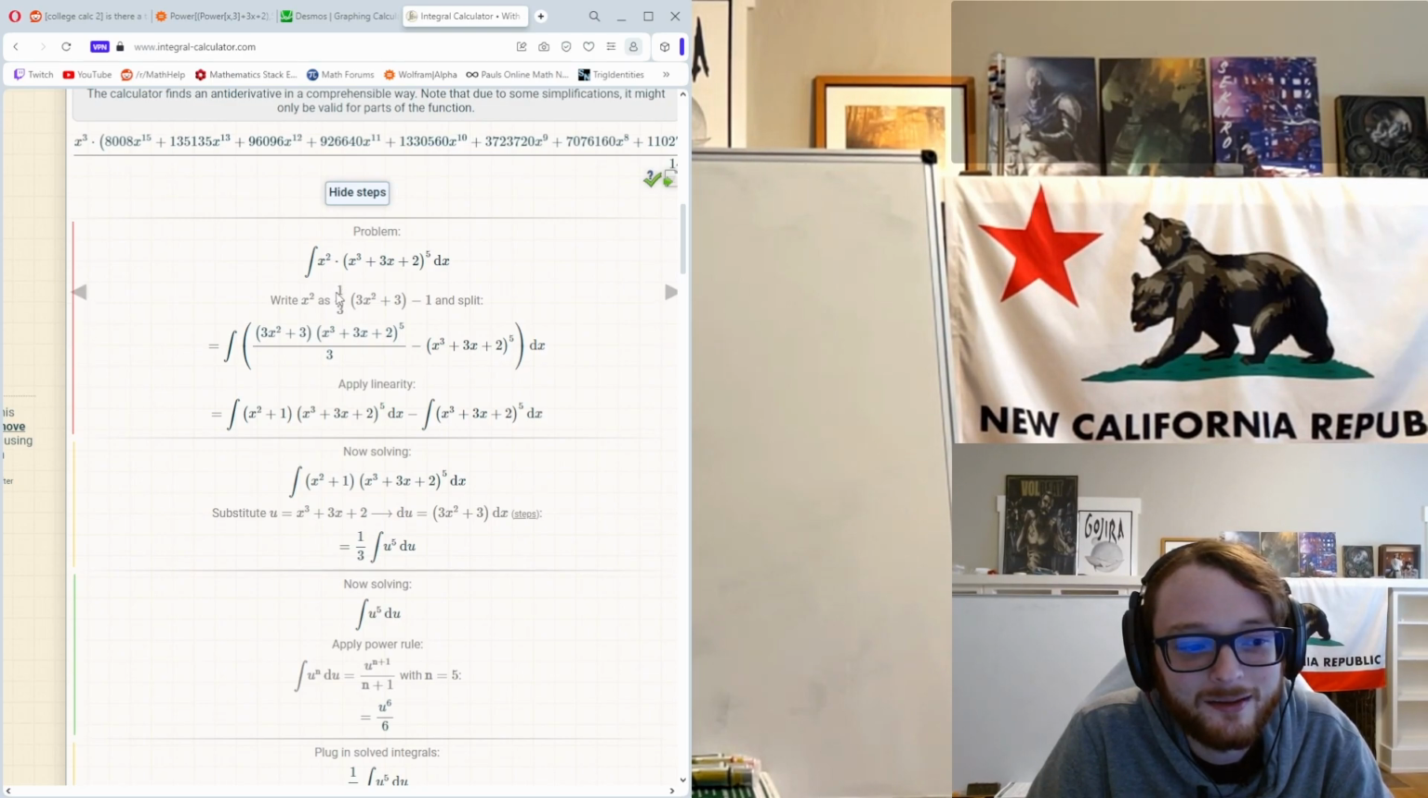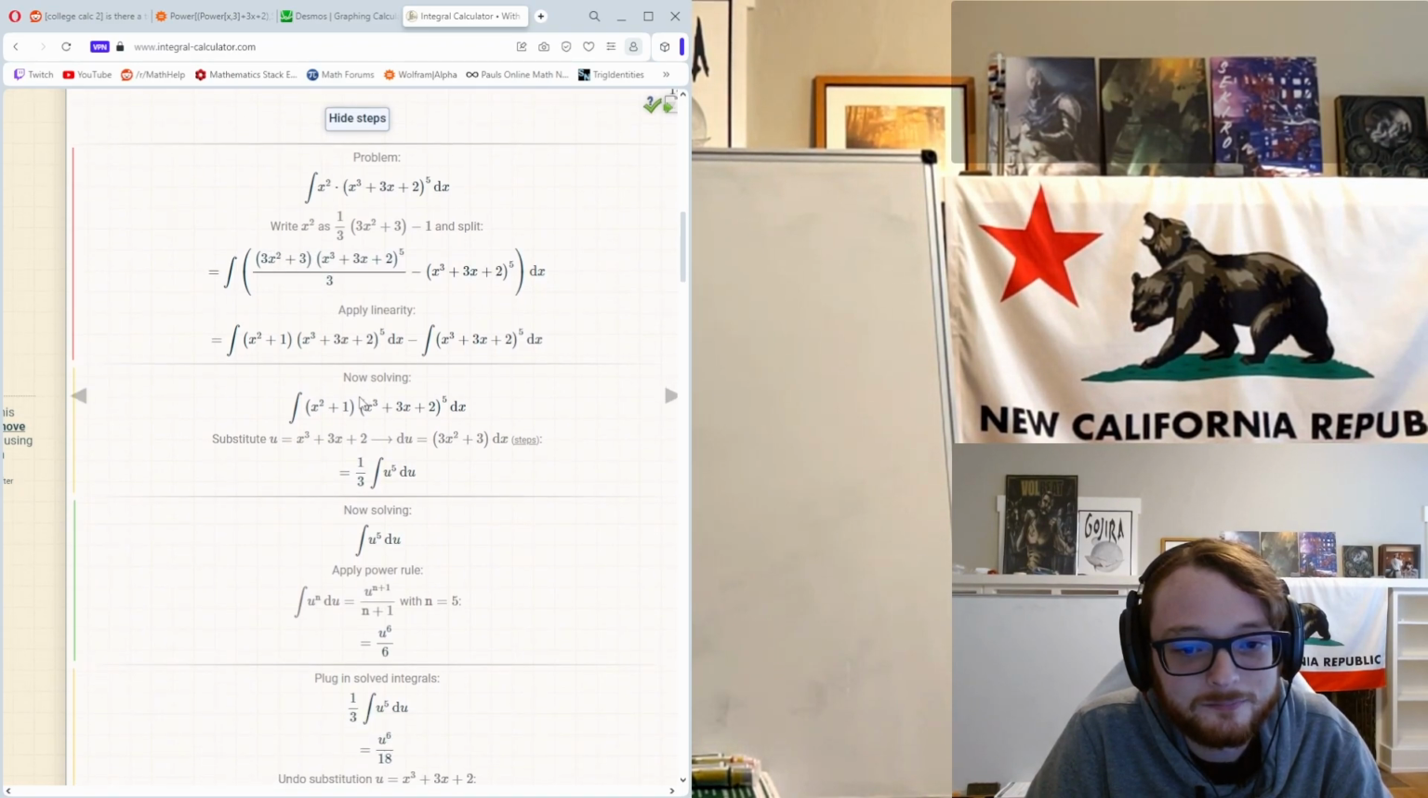And so this term on the left is from this part. This term on the right is from the minus 1. Apply linearity. I guess it just means bring the 3 inside there. Oh, and split the integral up into 2.